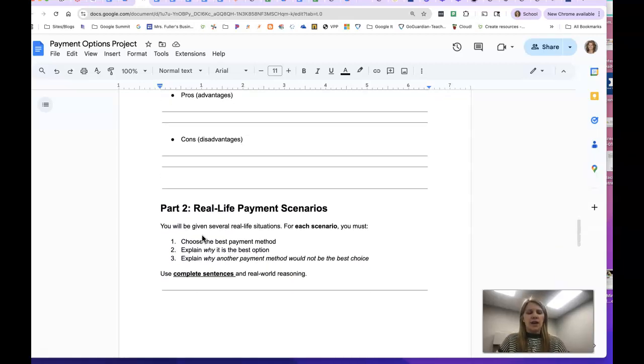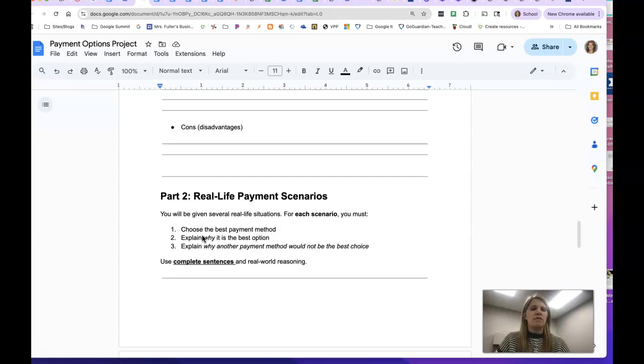Then the second part is looking at some real life scenarios. So you will be given a scenario. You're going to tell me what the best payment method is. So it needs to be one of the 5 from up above. Explain why you feel it's the best option. And then explain why another payment method would not be the best choice. Like if you say, I'm going to use my debit card, maybe you're going to say why I would not use cash.